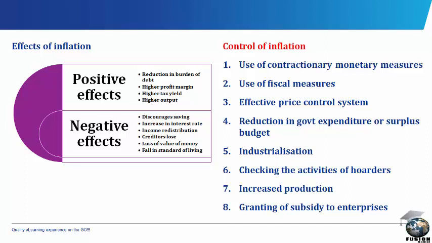Higher profit margin. Because producers are selling their goods at higher prices, this will lead to higher profits. Higher tax yield. As a result of the high volume of money in circulation, government is able to realize high yield from taxes. Higher output. Higher prices of goods and services during inflation encourage producers to embark on large-scale production, resulting in greater output.